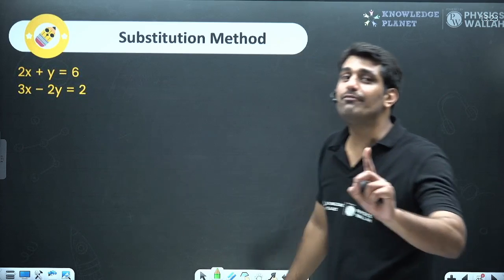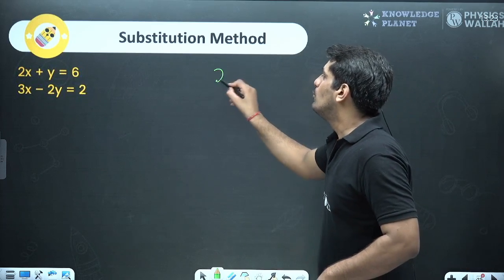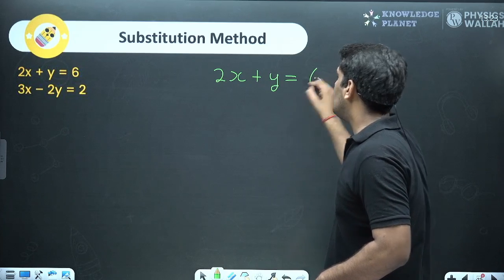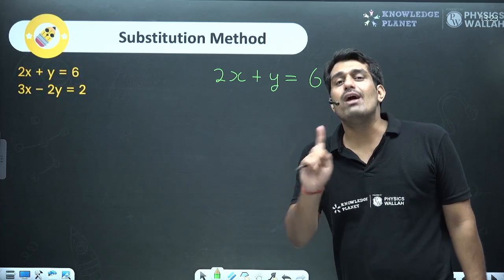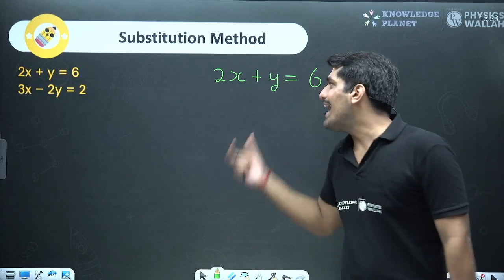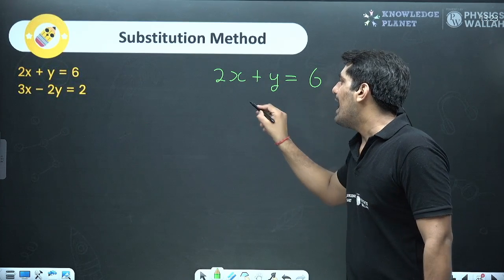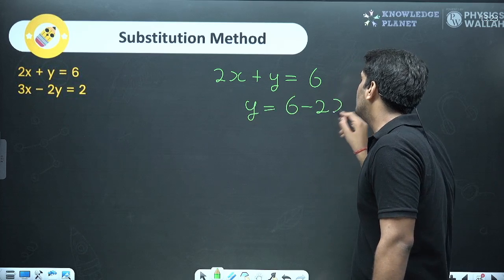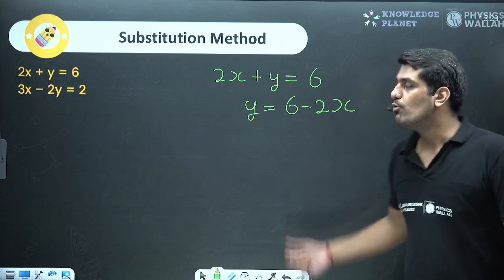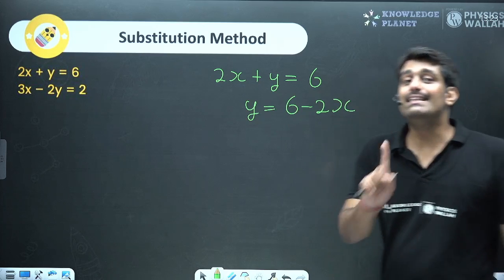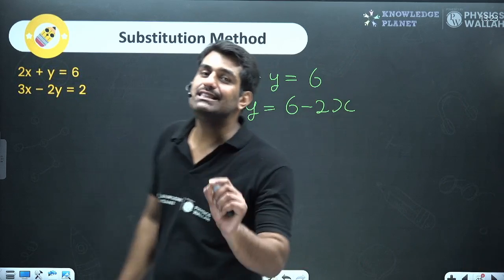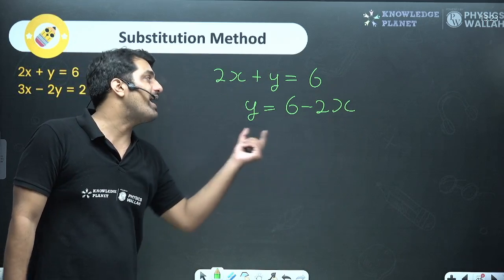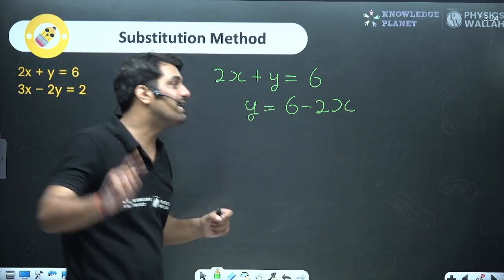The first step for the substitution method: 2x plus y equals 6. Write one of the variables in terms of the other. So write y in terms of x. I can transfer this 2x to the other side. I'll write it as y equals 6 minus 2x. This is our first step over here. Always write one of the variables in terms of the other. y equals 6 minus 2x. So this is our first step.